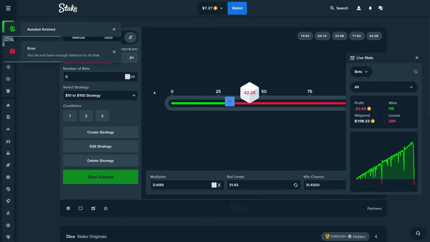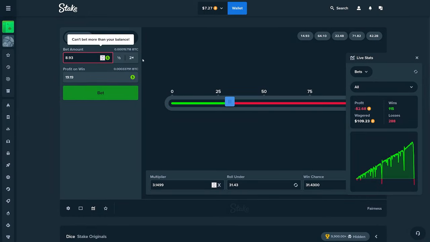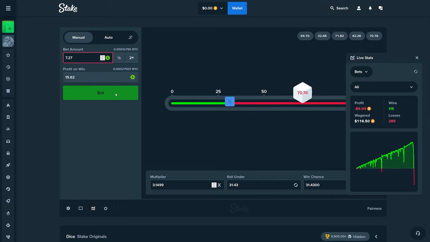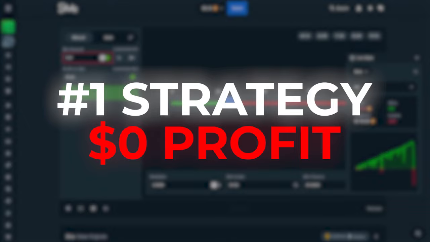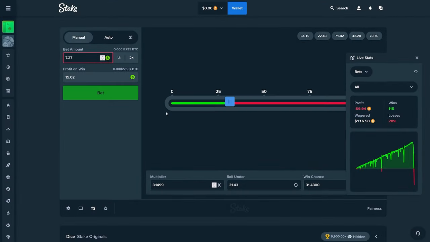And okay, that is not good. We kind of just lost everything on the $10 strategy. Now we're supposed to bet $8.93. I mean, we're almost there. We're gonna try it and hopefully we get a hit here. And we don't. Okay, that is not good. Sadly, we lost on the first strat, but I guess it's also the one where we didn't lose all that much.